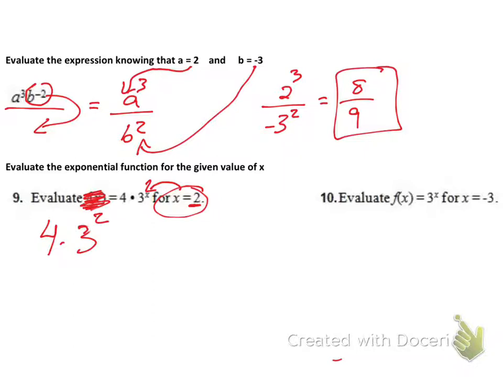Order of operations says that I have to do exponents first, so it's going to be 4 times 3 to the second, which is 9. So then your final answer should be 36.